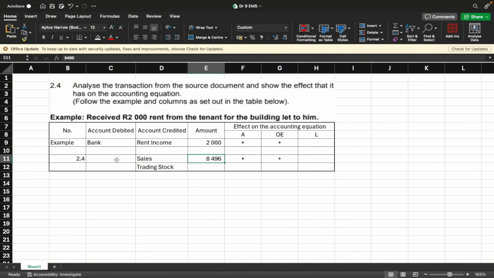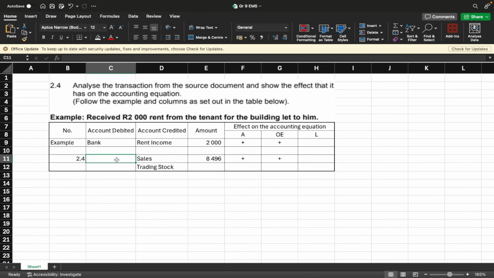And so what is going to be debited? Usually whenever we make a sale, just know that you'll always credit your sales. But what do we debit? Well, we always debit one of two things. We'll either debit bank. That's if you sold on cash and not on credit. Remember, when you sell on cash, you receive money immediately, so you debit your bank there. But the alternative is to debit debtors control.